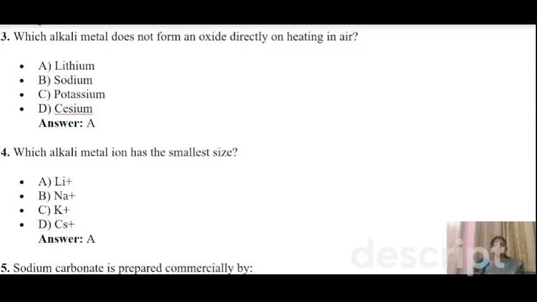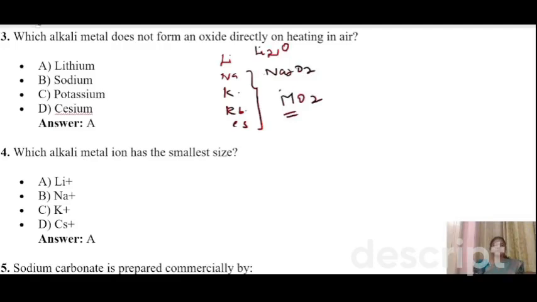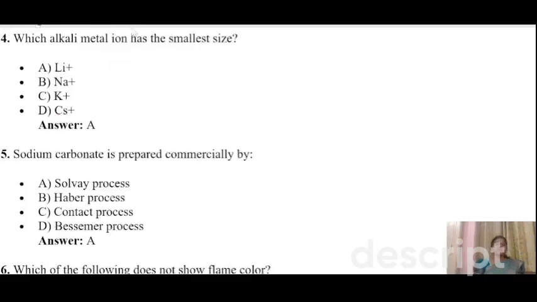Which alkali metal does not form an oxide directly on heating in air? The options are sodium, potassium, rubidium, and cesium. These alkali metals can form oxides. Sodium forms sodium peroxide, and all the other metals, potassium, rubidium, and cesium, form superoxides. But the answer is A. Lithium is the answer.